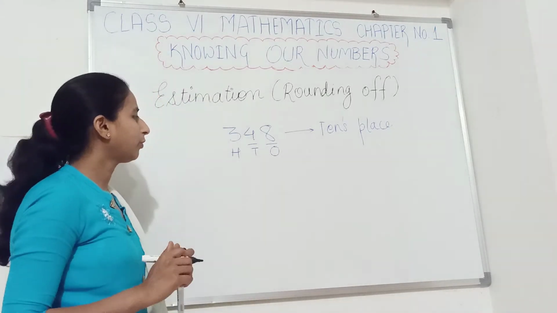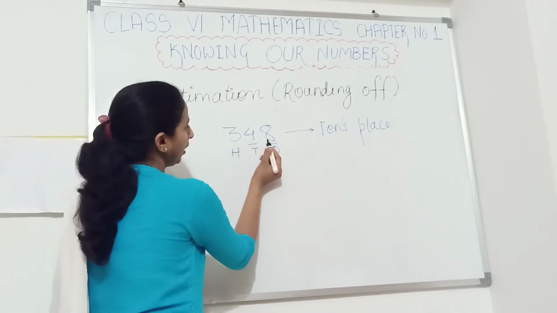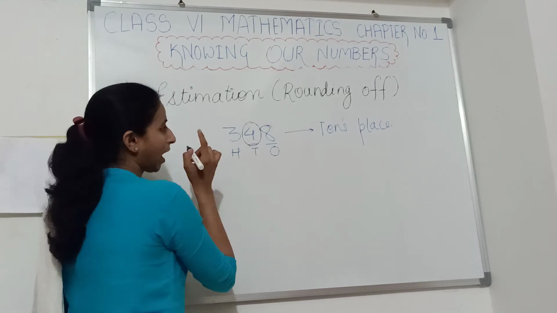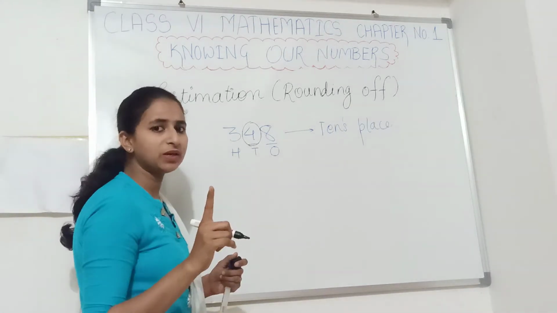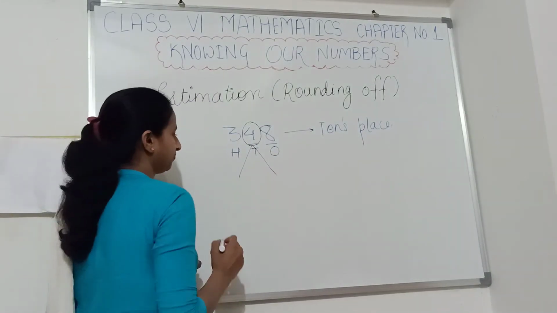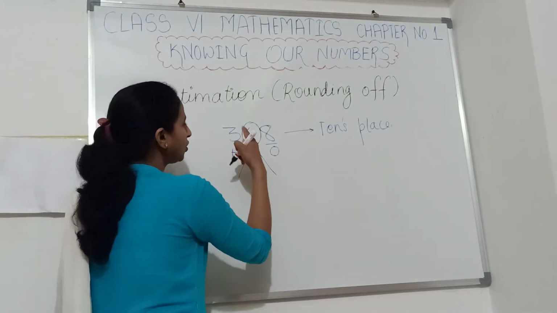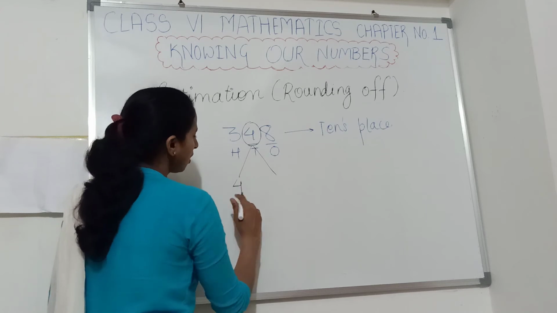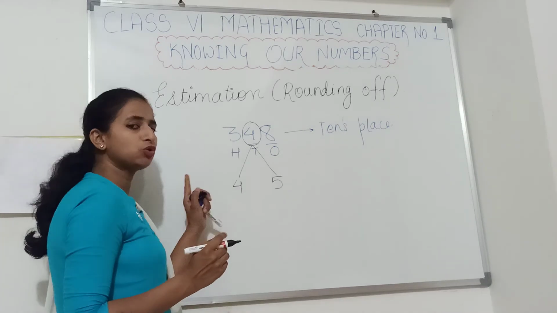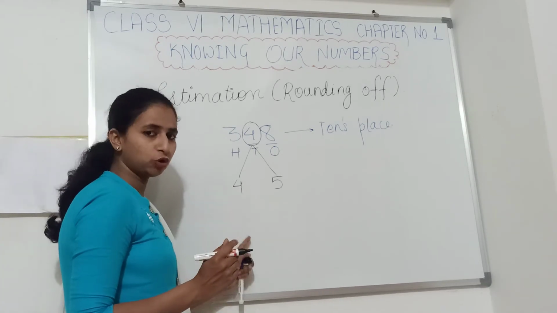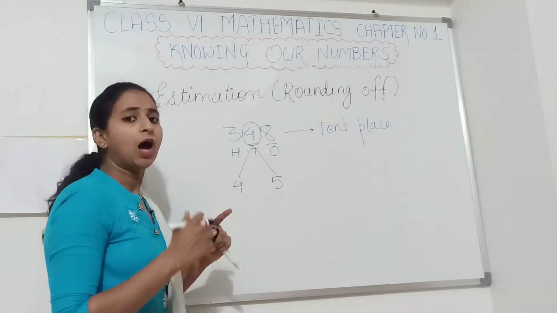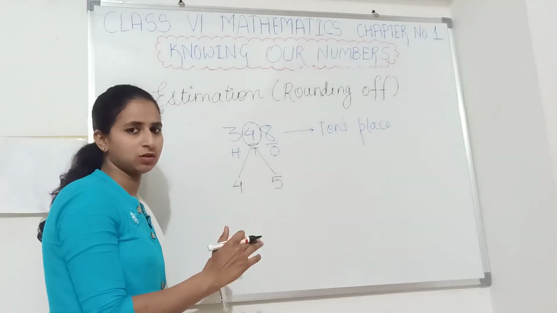What are you going to do? Here I can see in tens place which number is there. I can see in tens place, 4. So I will make two parts for this. Either I have to keep this 4 as 4, or go one ahead, that is 5. This tens place should either stay as 4 or change to 5. How are we going to change this tens place?